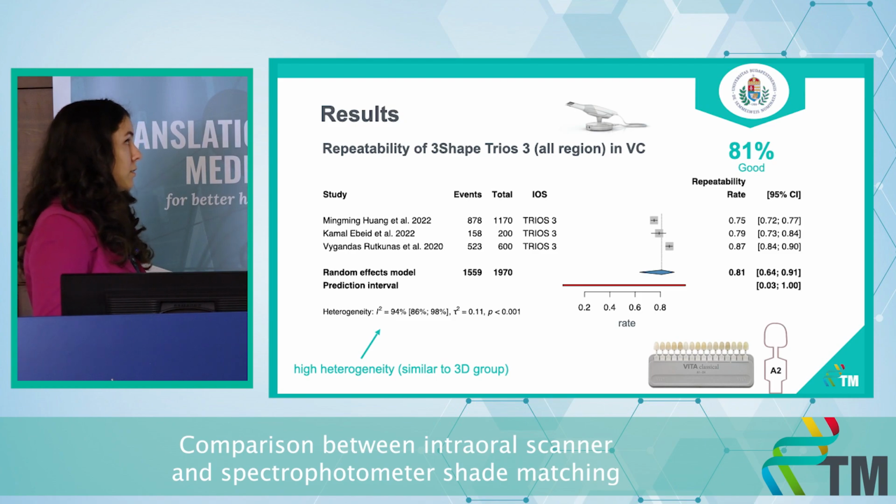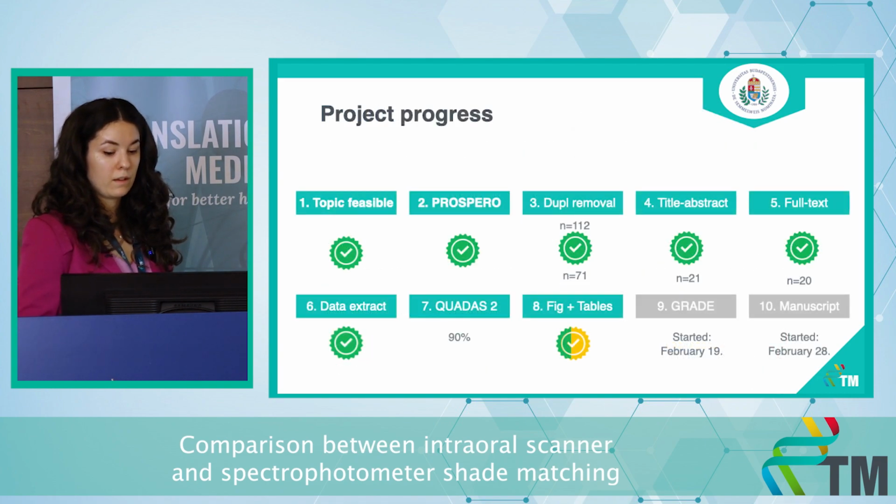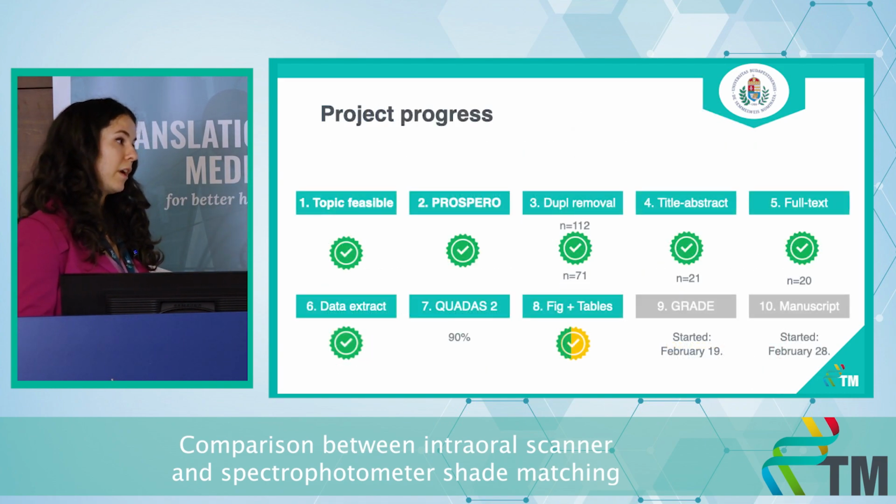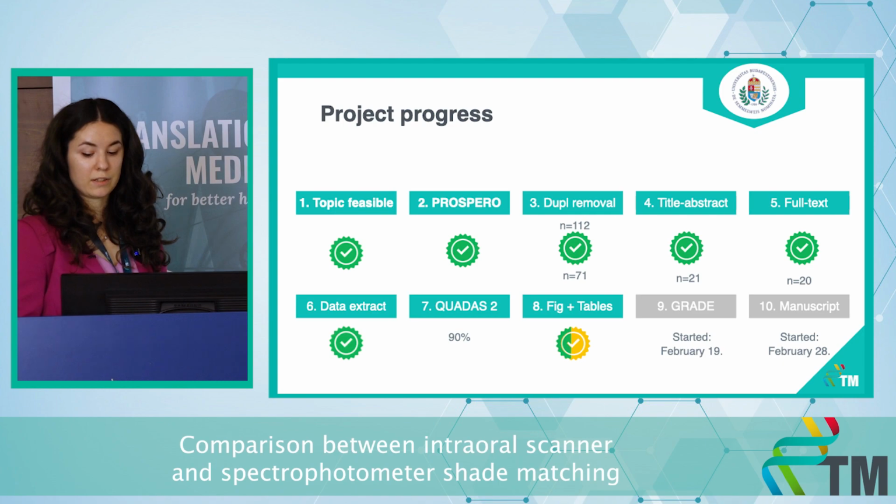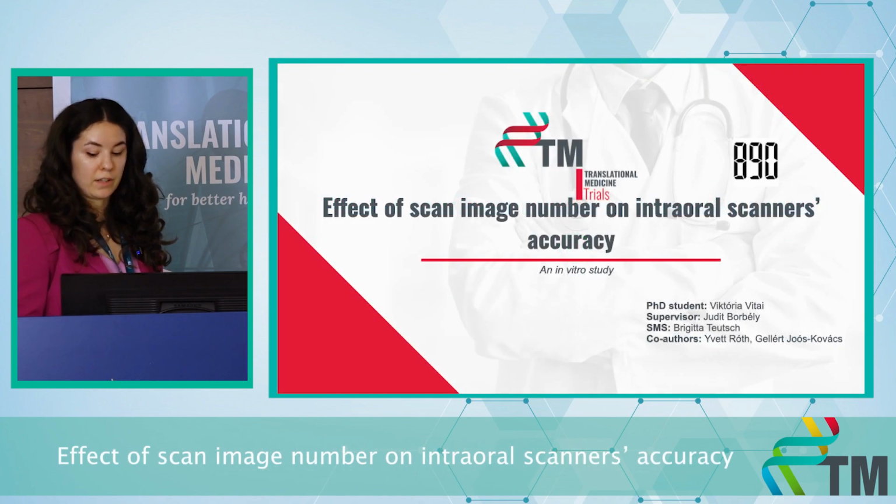And it is very similar if we just measure it in another shade guide system, in Vita classical as well. We have to make some corrections in the results part, but after that we can do the manuscript writing.